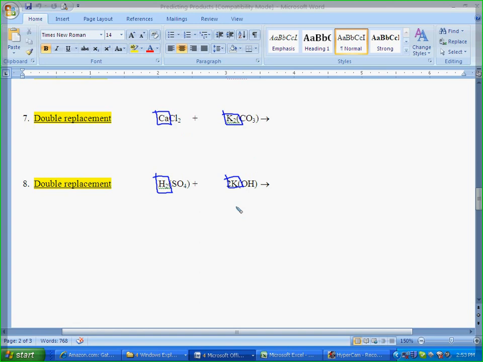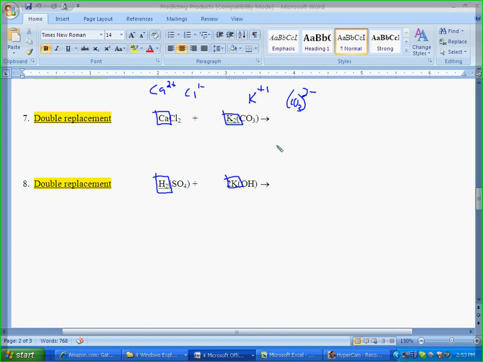If I look right here, calcium has a 2 plus charge, chlorine has a 1 minus charge, potassium has a +1, and CO3 has a 2 minus. I did go through and add all the parentheses to the polyatomic ions, so hopefully that will help. Okay.